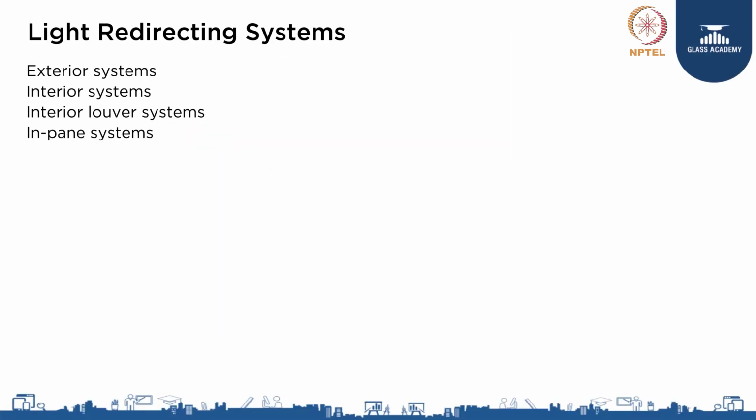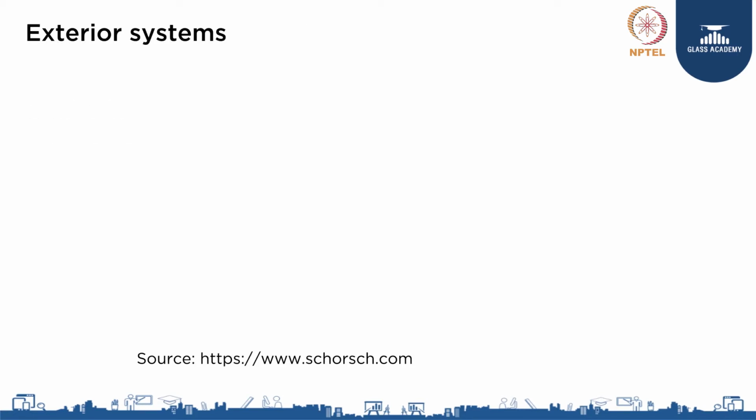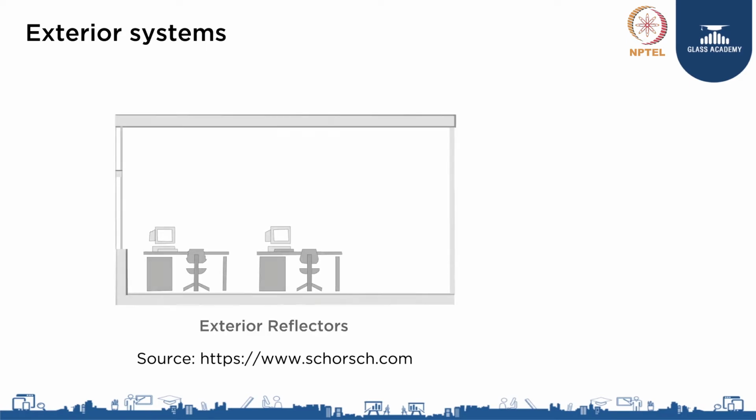So redirecting the daylight can be achieved in many ways. We can have exterior systems to redirect the sunlight, we can have interior systems, interior louver systems and in-pane systems. Let us have a quick look at these systems. The exterior system is the most effective way to bring daylight into the building besides openings in the roof, and basically they are reflecting elements in front of the facade. So the light is reflected from these and it goes into the building through the daylight glazing.